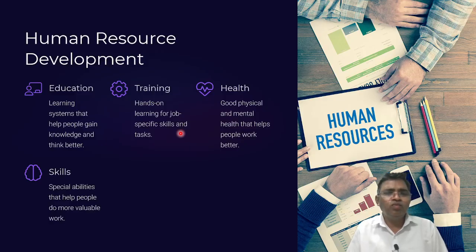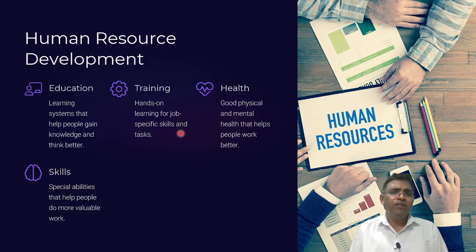You are training the human being so that they get the related skill for the specific job. Health: good physical and mental health helps people work better. If the person is healthy and mentally healthy, then they can work properly. Skills: special abilities that help people do more valuable work. If you have the skill, you will be valuable.